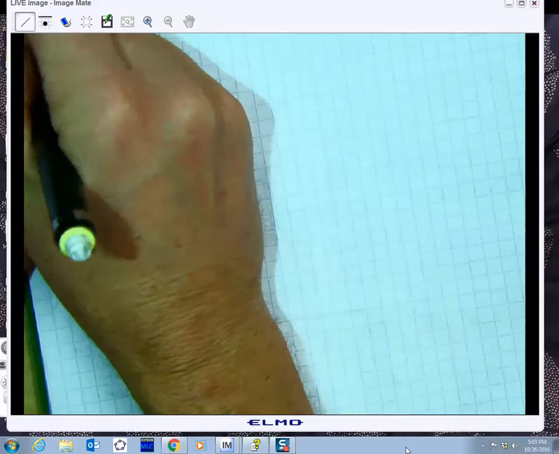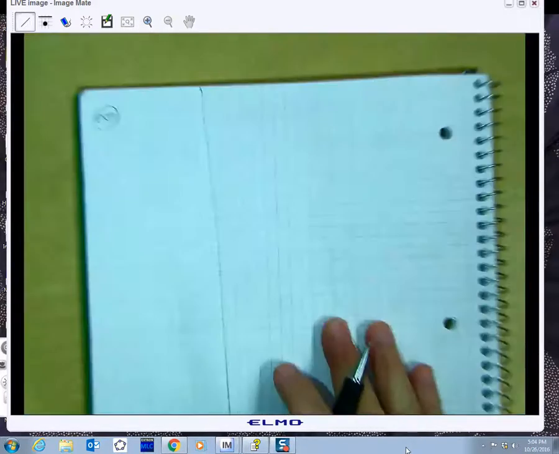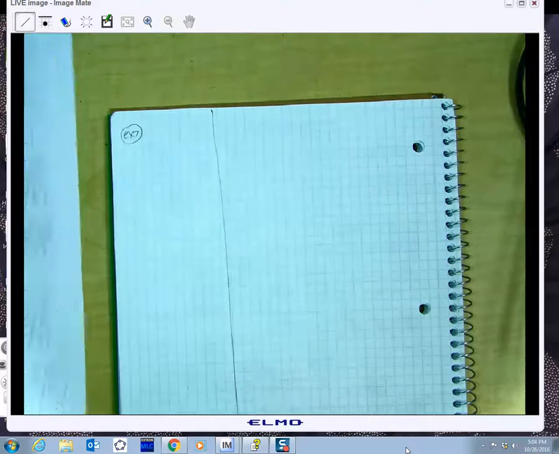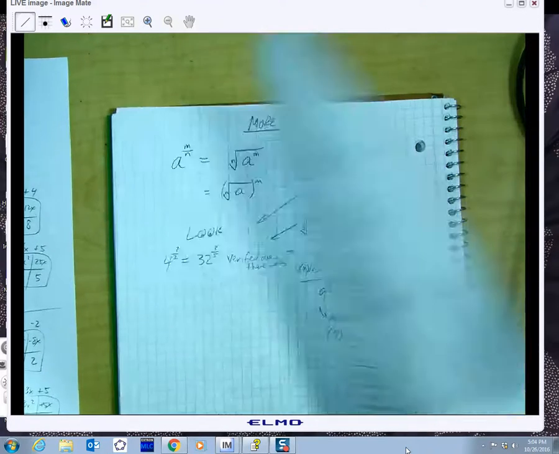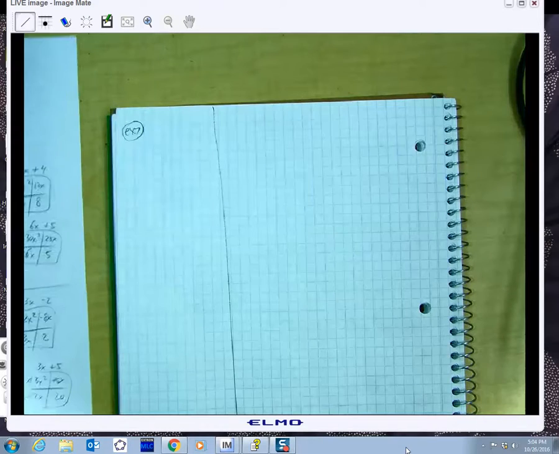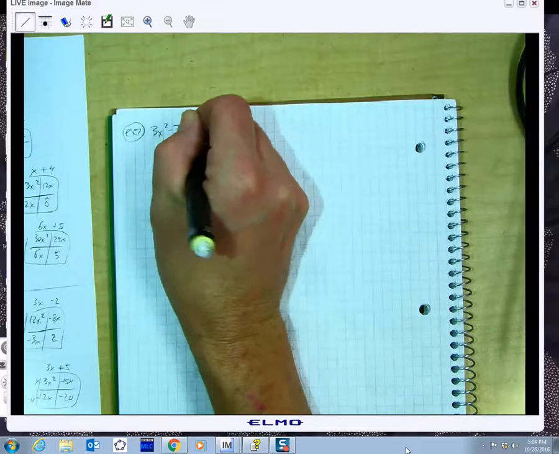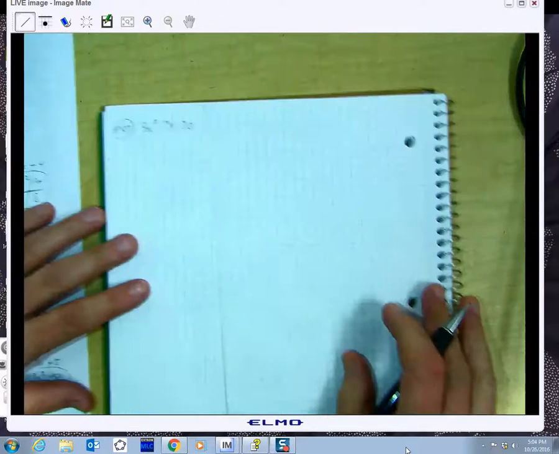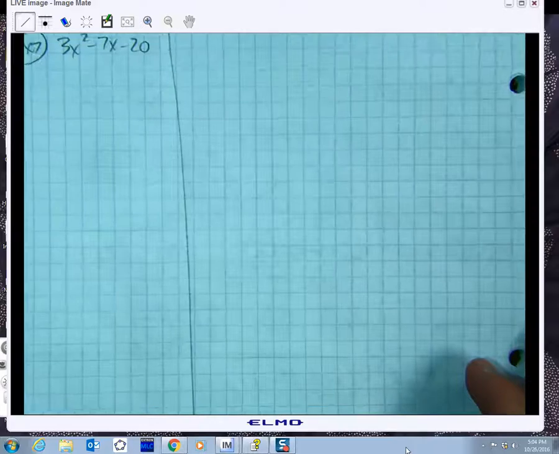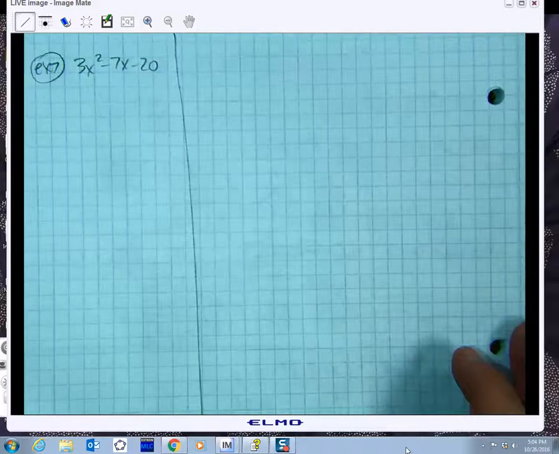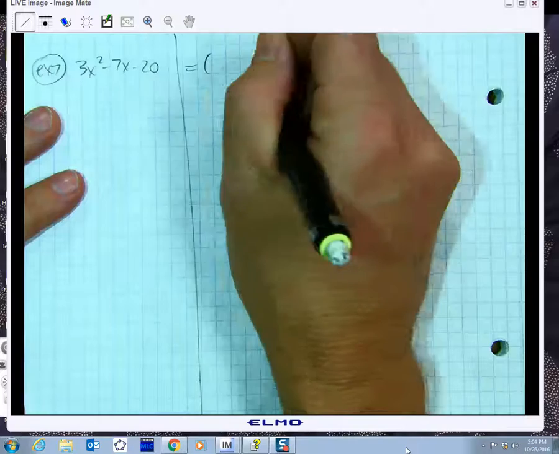It was a very unstraight line, but that's fine. Okay, so last one we did had a 12x squared. How about we try 3x squared minus 7x minus 20? Let me zoom that in so you can see a little bit better. Again, I apologize for the blue screen if it looks blue to you. I'm not sure what happened there.